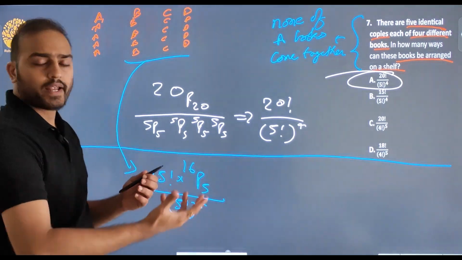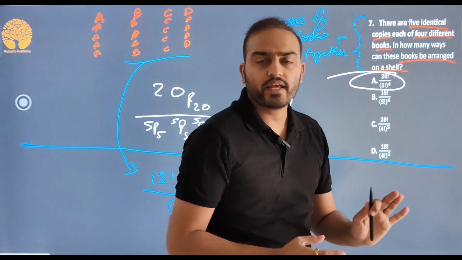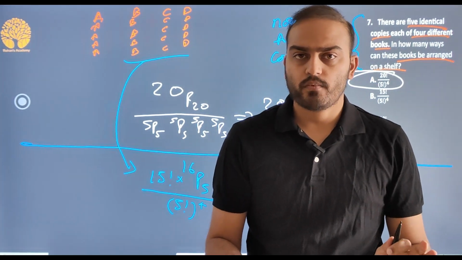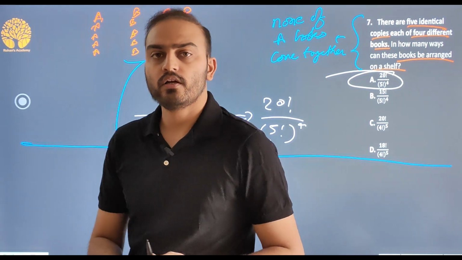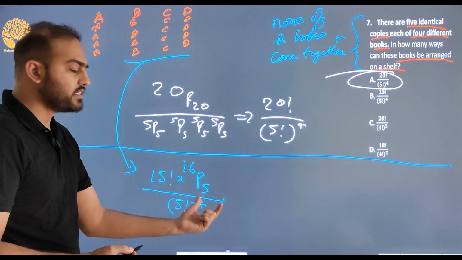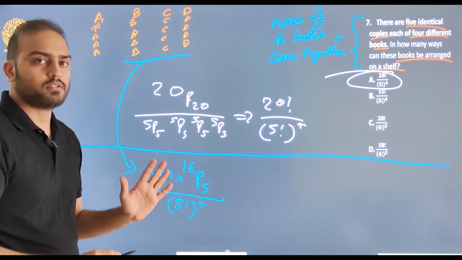So the point I am trying to make is, it doesn't matter what they ask in the question. You solve the question normally by considering everything to be different. Solve it, and in the end, just divide by whatever is redundant factorial.